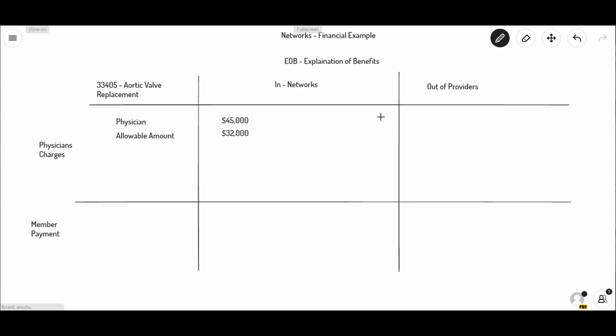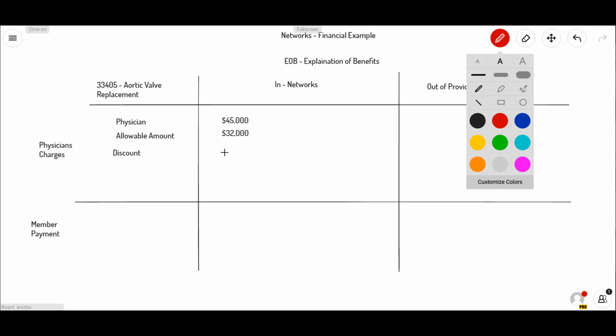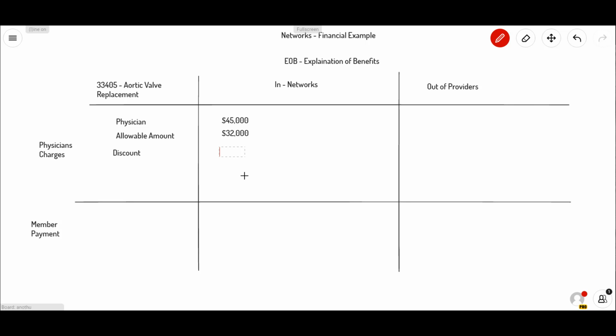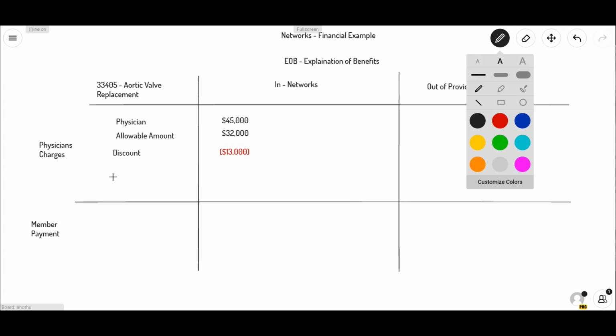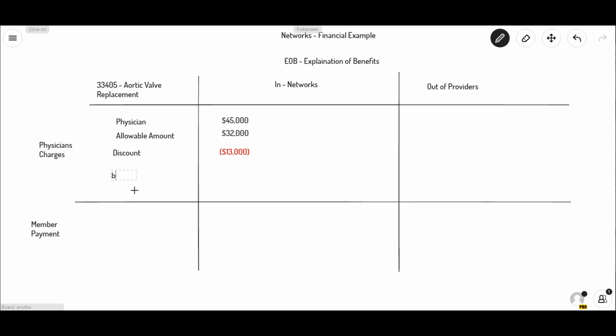So what the insurance company said is, we know that you normally charge $45,000 for this procedure, but we've negotiated with you that you're going to accept $32,000 as full payment. And so that means that there's a discount off of the provider's normal charge of $13,000, which leaves a balance of $0.